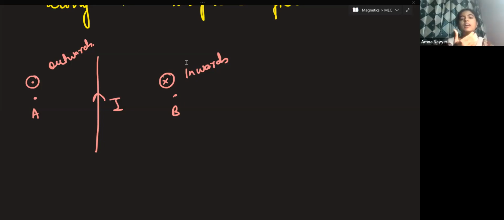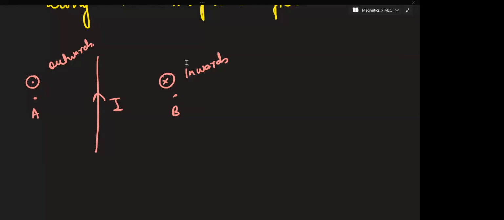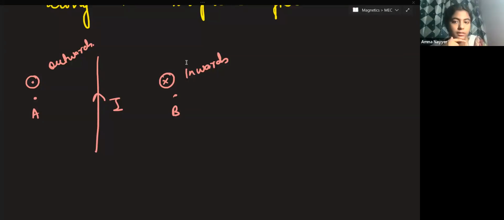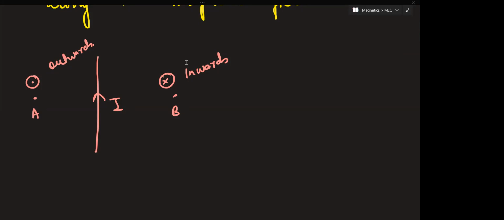Now see, at this point A, see the curling of your fingers. Curl your fingers like this. If this is your point A, then this is my thumb. Curl your fingers. If the fingers, the nails, are pointing towards you, towards the sheet, towards you means outwards of the sheet. Yes, teacher. That shows outwards.